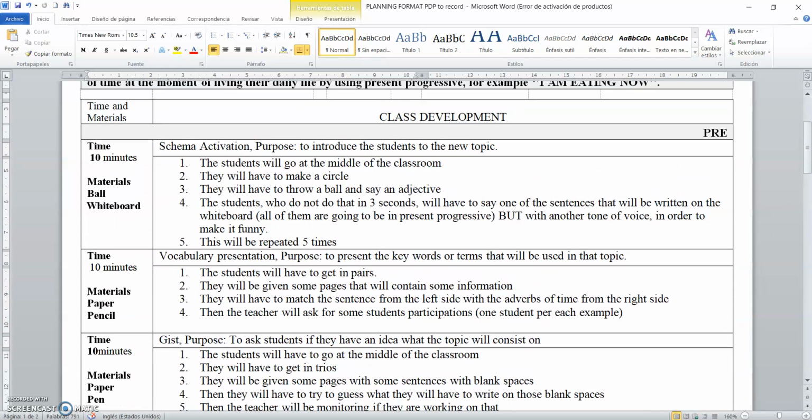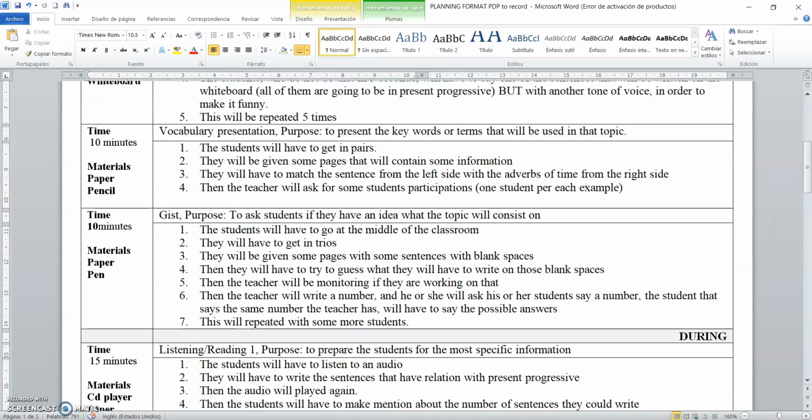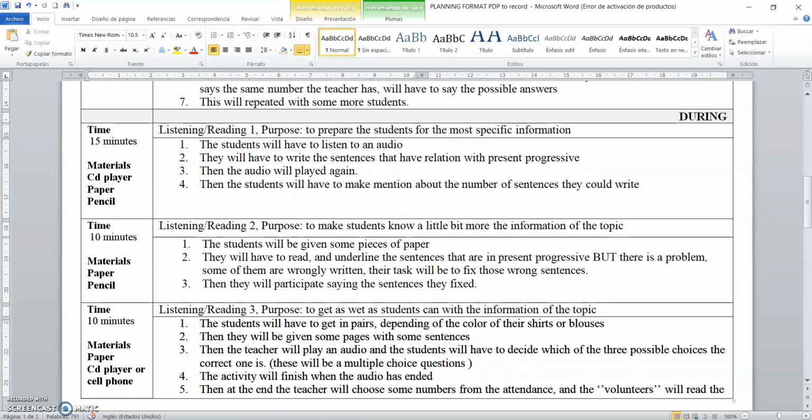Okay, when I say pre, it means that we are preparing the information or preparing the students in order to understand the information that is going to be given in this stage, which is doing. Okay, the time for the first activity, 15 minutes. The materials, CD player, paper and pencil. The activity can be listening or reading 1.